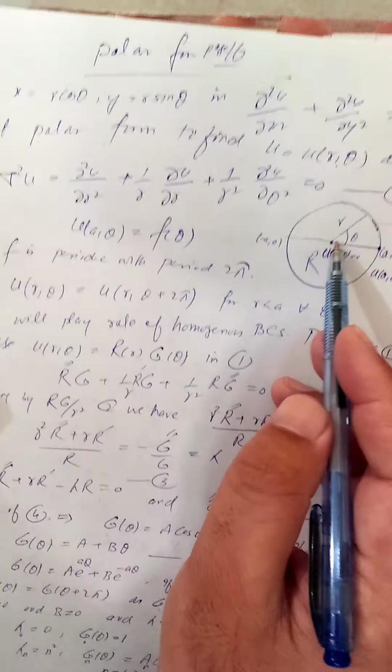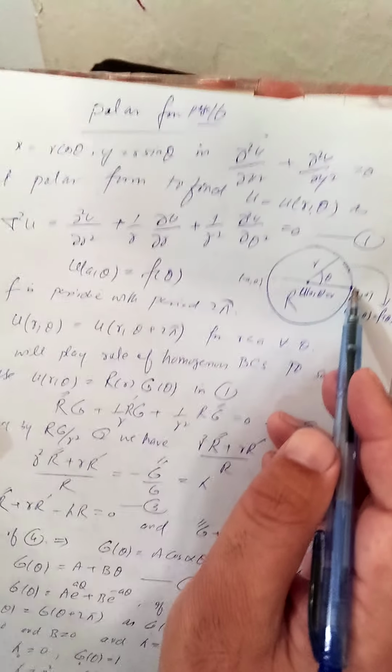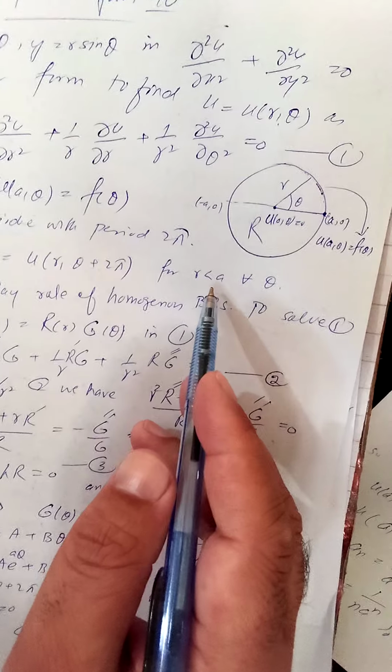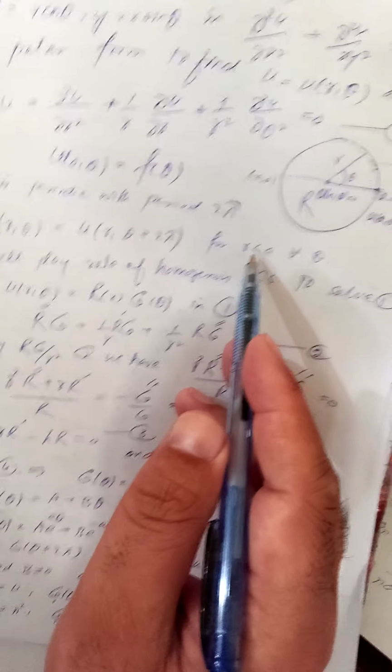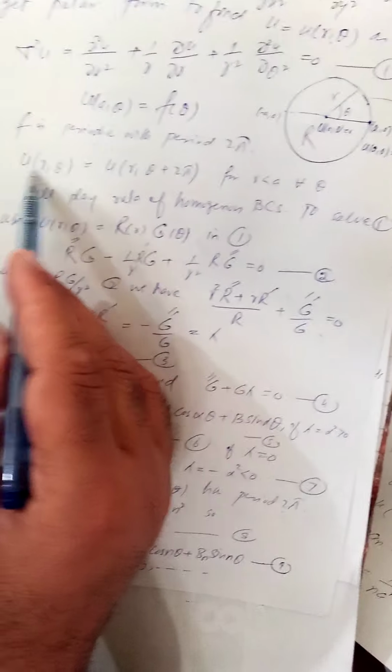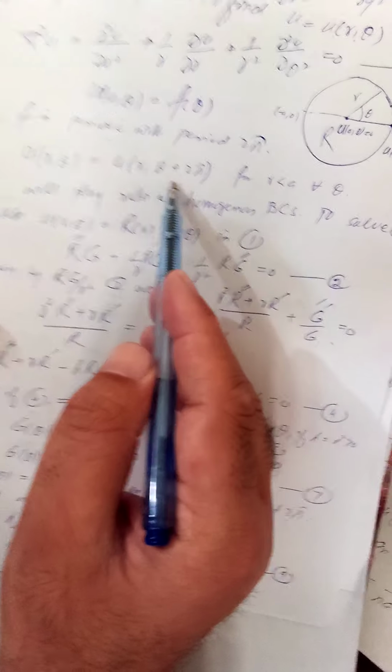u(r,theta) is equal to u(r, theta plus 2 pi), for a greater than r, for all theta. This will play the role of a homogeneous boundary condition. Keep in mind that this condition will play the role of a homogeneous boundary condition.